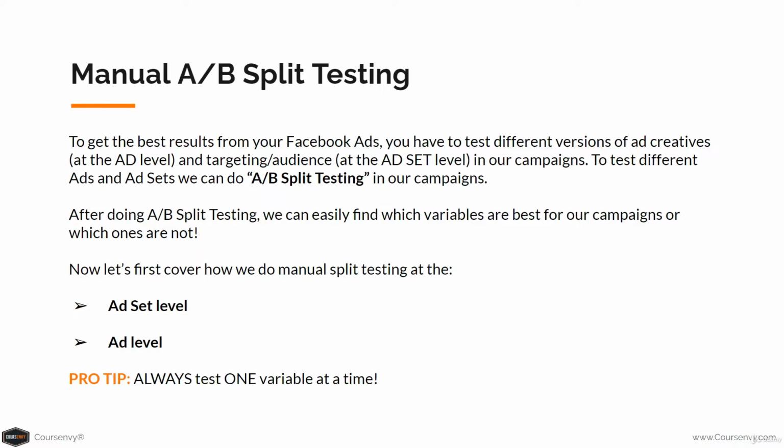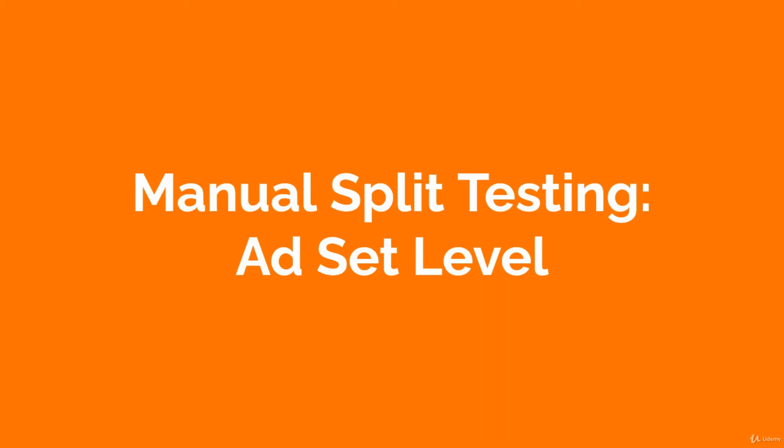To test different ads and ad sets, we can do A/B split testing in our campaigns. After doing A/B split testing, we can easily find which variables are best for our campaigns or which ones are not. Now let's first cover how we can do manual split testing at the ad set level and ad level. Remember my pro tip, always test one variable at a time. Manual split testing at the ad set level.